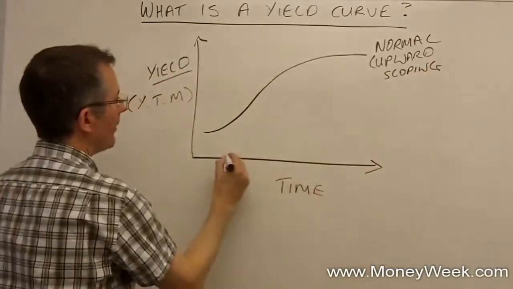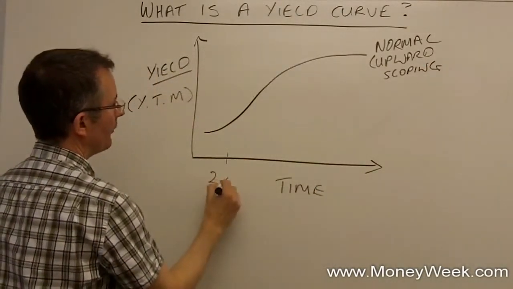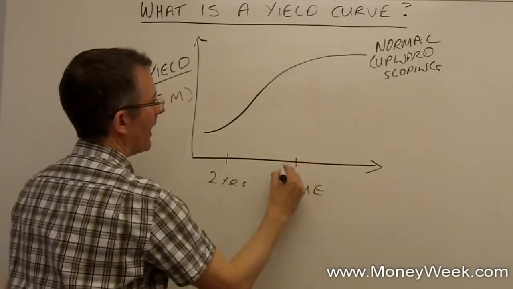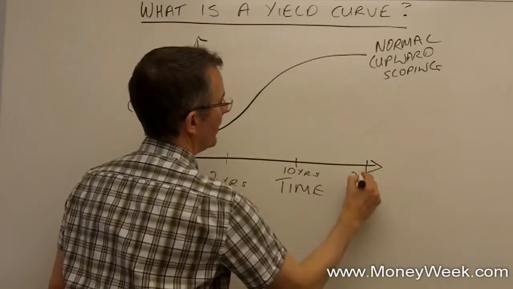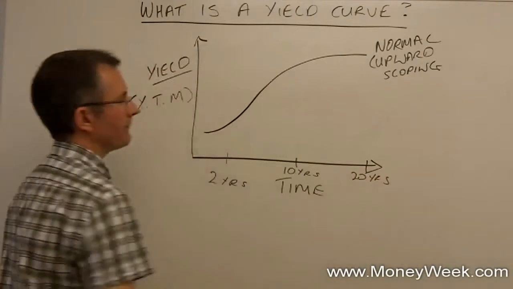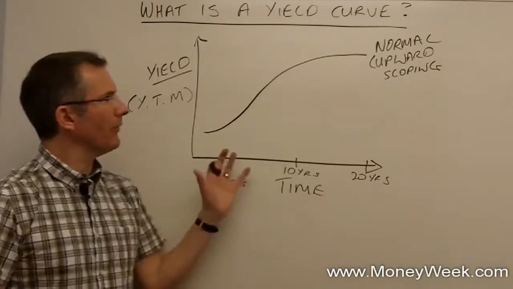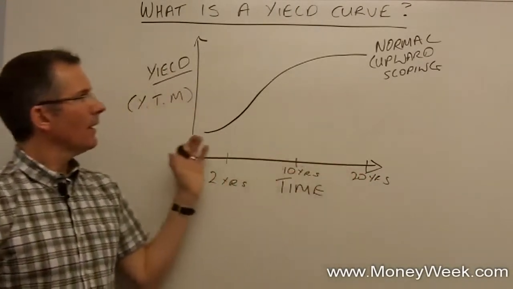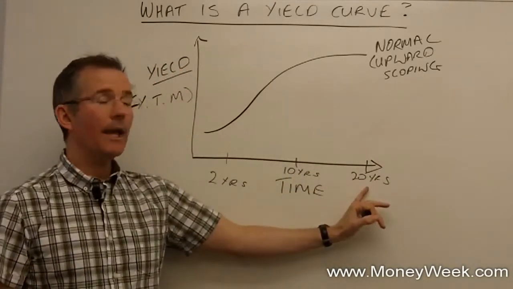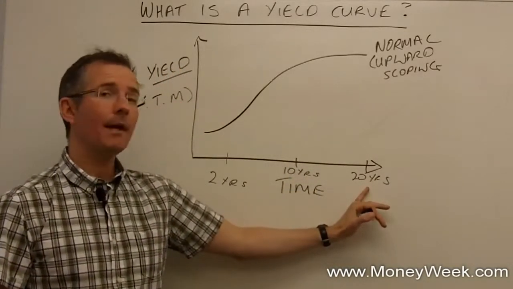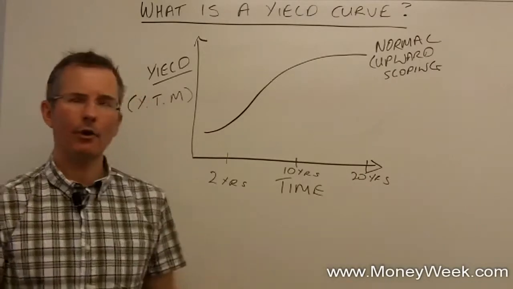And what it's suggesting is this: if that's 2 years, that's 10 years, and that's 20 years for argument's sake, or even 30. What it's suggesting is that, broadly speaking, over time, investors are asking for a higher yield for locking their money up for longer. Well, that makes logical sense.